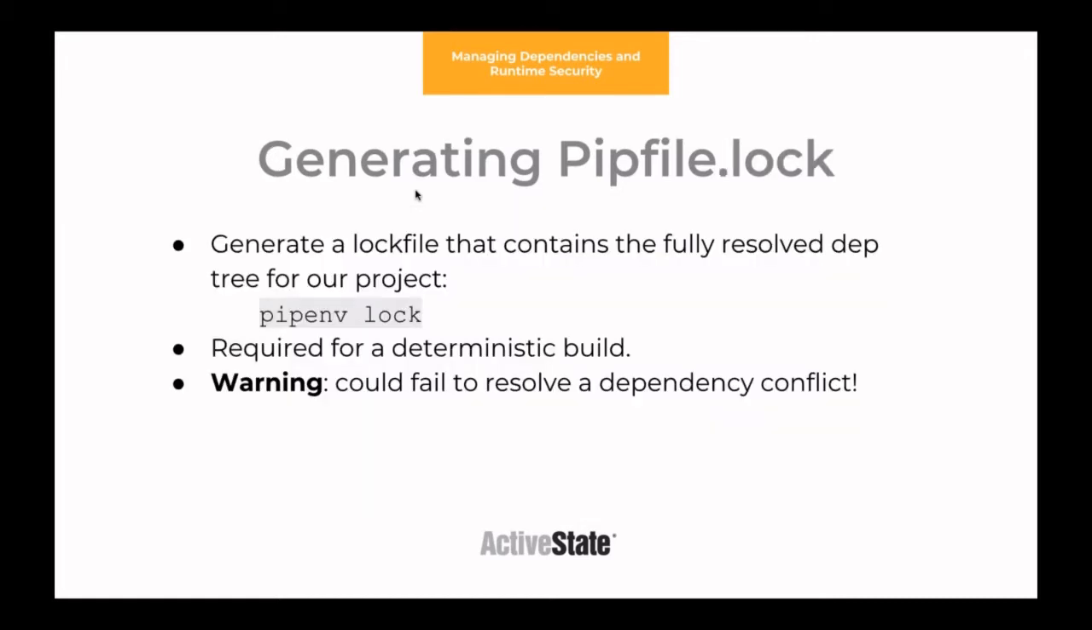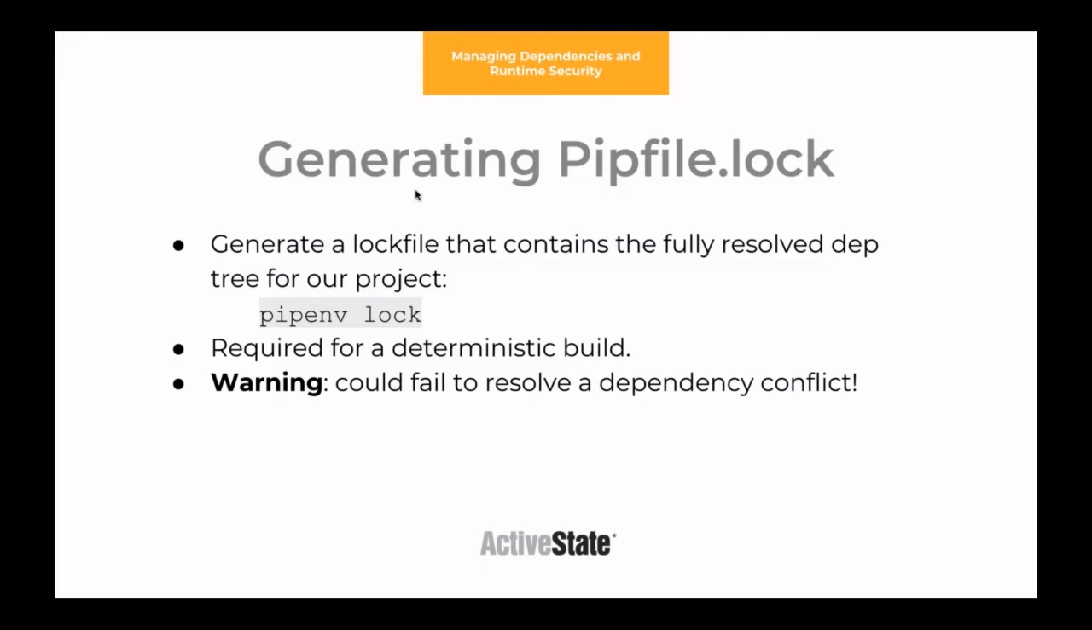So then the next stage is generating a lock file, right? So what we want to do is, this is the fully resolved dependency tree for our project. So in this case, we would run pipenv lock on there. And this is required for a deterministic build, because like I said before, if we don't run this, then we have an issue with possible dependencies of the packages that we have getting updated, all that kind of stuff.